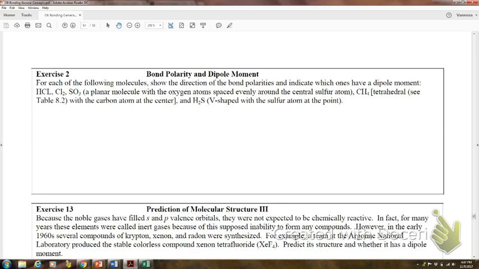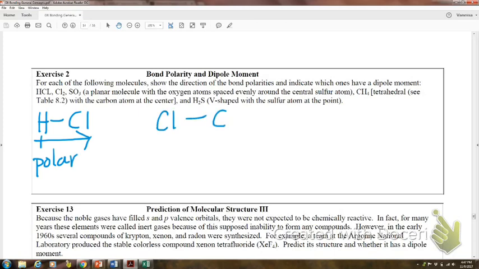Okay, for each of the following molecules, show the direction of the bond polarities and indicate which ones have a dipole moment. Okay, well, we should be able to look at HCl and know right away HCl is hydrogen and chlorine, so the vector arrow is going to go this way because chlorine is definitely going to get the electron more. So this would be polar. And then we've got chlorine to chlorine, and it is definitely nonpolar because it's bonded to itself and it has no dipole moment because they're sharing equally.